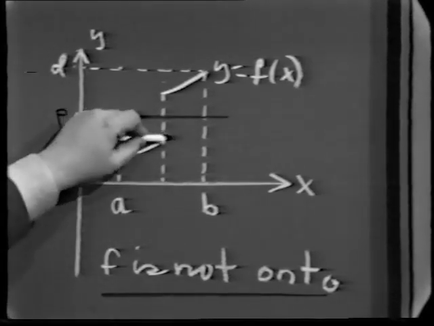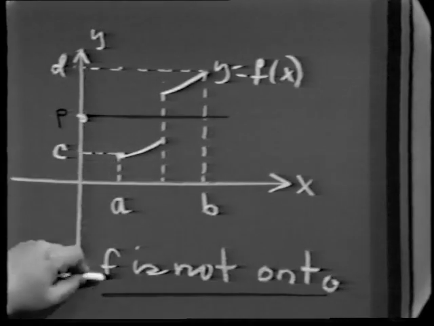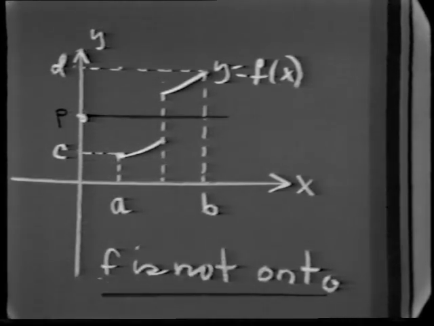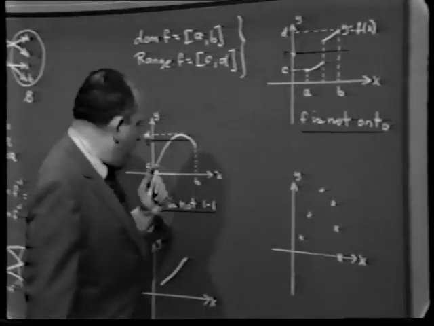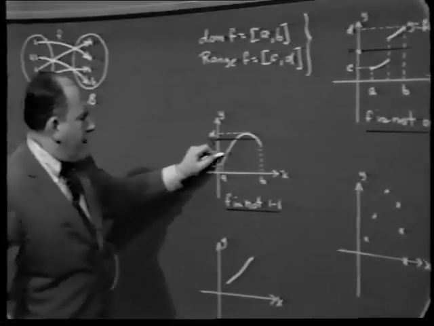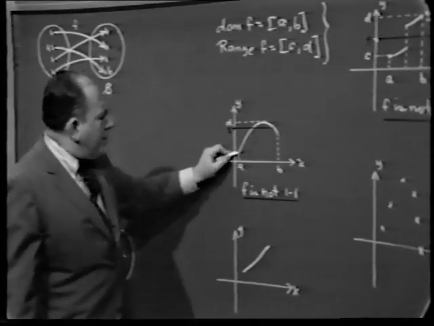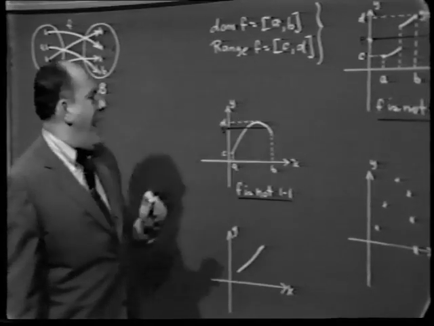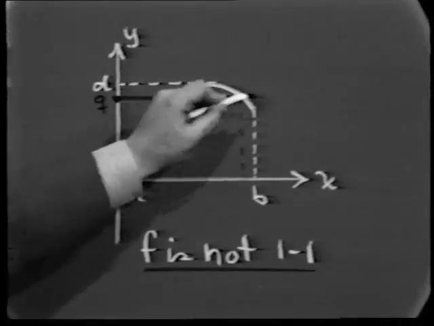So in other words, if there is a break in the curve, the function is not onto, and hence it will not have an inverse. Okay? Now suppose there is no break in the curve. Let's suppose now that the curve doubles back. See, it comes up and doubles back.